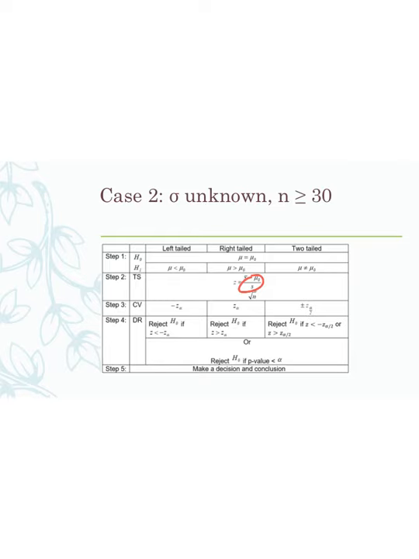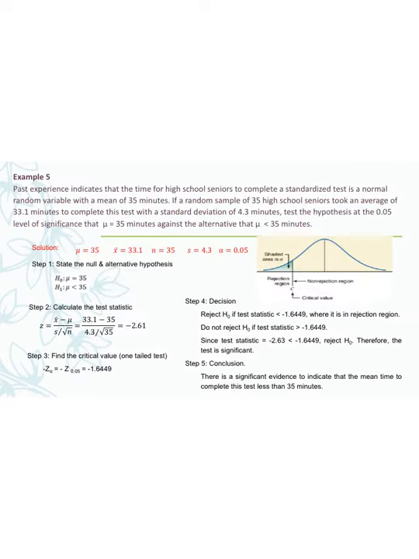Okay, and then step number 4 is to state your decision rule. For left tail, reject H0 if Z is less than negative Z alpha. For right tail, reject H0 if Z is greater than Z alpha. And for the two tail, reject H0 if Z is less than negative Z alpha over 2 or Z is greater than Z alpha over 2. Other than that, we can also use a p-value approach, with the decision rule: reject H0 if p-value is less than alpha. And then step number 5, we make a decision and conclusion.